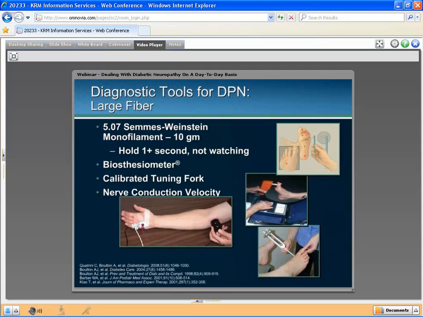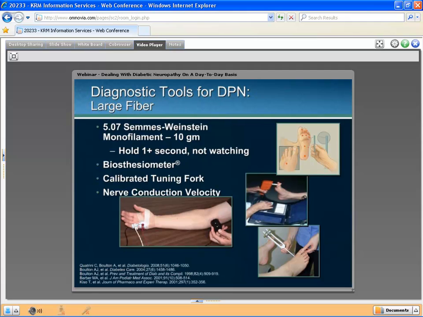A lot of people are doing the simple tools with the monofilament, and then in the lower right-hand corner, the tuning fork. There are various ways to do that. This way is showing the tuning fork held by the stem and then touched against the bony prominence. I very often will use the tuning fork right at the base of the big toenail and hold it there and ask the patient, can you feel this?